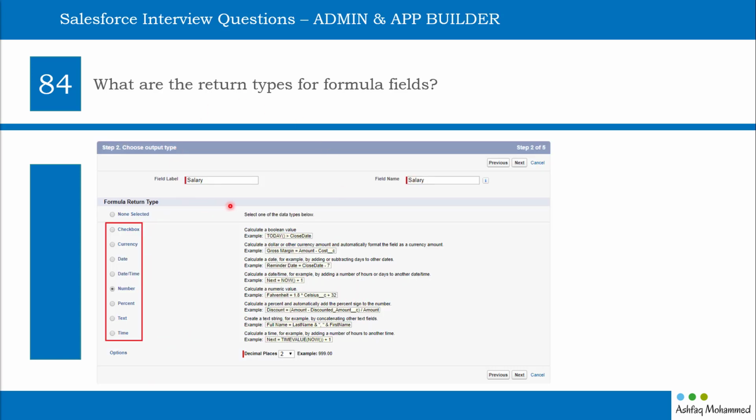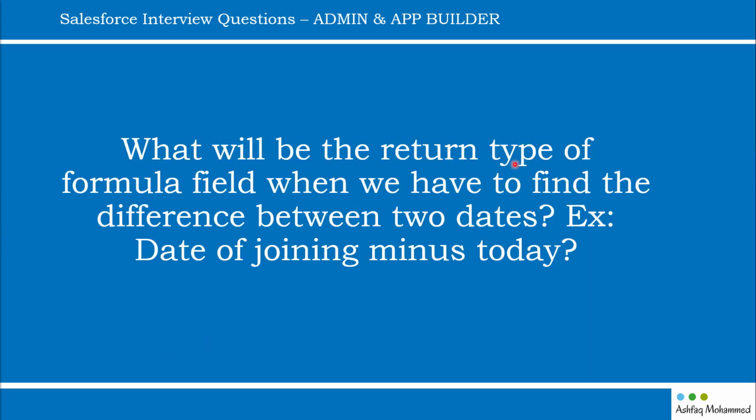So when you are trying to create the formula, you will have this formula return type, right? Even before creating the formula, you have to check what return type you want to select, whether your final result will be a checkbox which is true or false, or a currency, a date, date time, number, percent, text, or time, right? You have to select this one. And based on what you select here, you have decimal places also, right? For example, I select number and I want to give a decimal place, then I can give the decimal place as well.